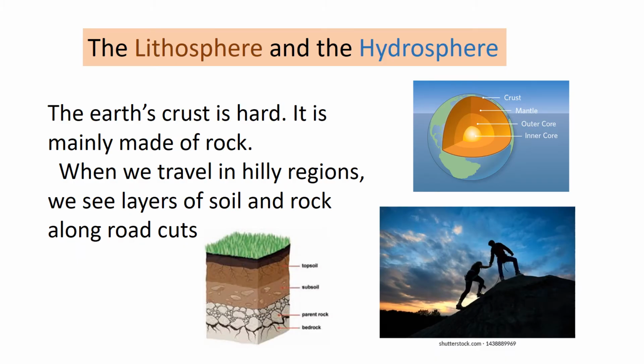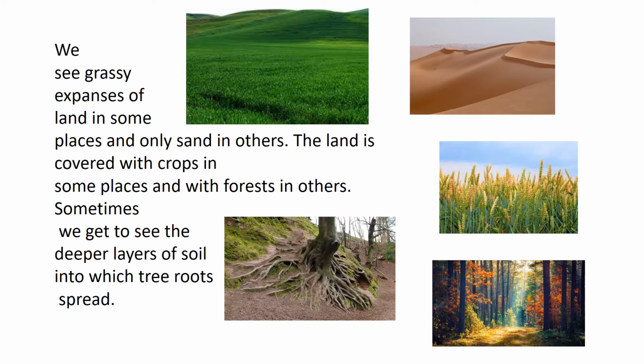The lithosphere and the hydrosphere. The Earth's crust is hard. It is mainly made of rock. When we travel in hilly regions, we see layers of soil and rock along road cuts. We see grassy expanses in some land places and only sand in others.